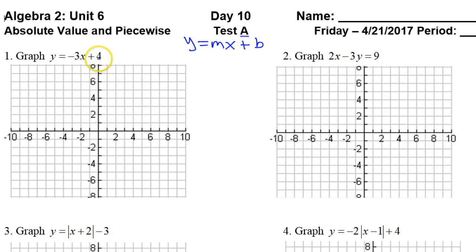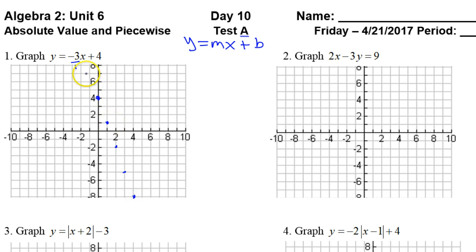That reminds me that the 4 is the y-intercept, so I could put my first dot right here, and then the slope, -3, I could think of it as -3 over 1. So rise over run becomes down 3, right 1. So down 3, right 1, repeat, repeat, repeat.